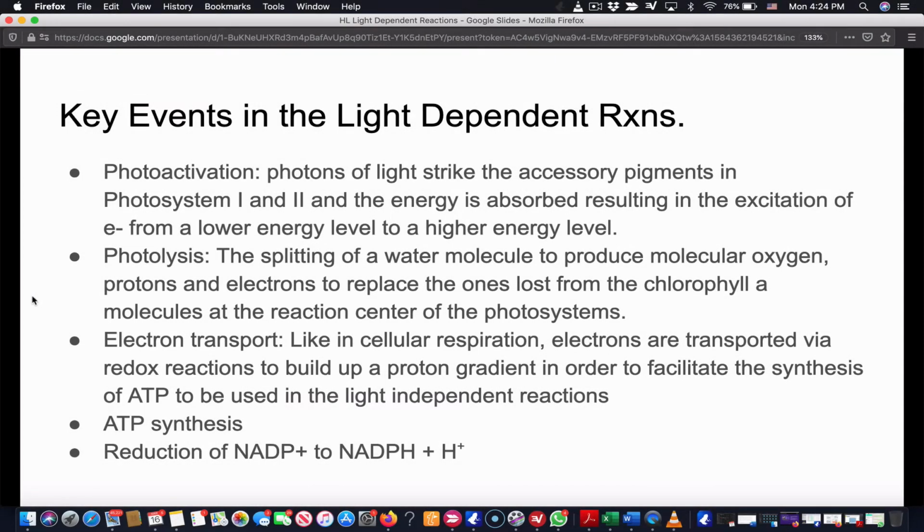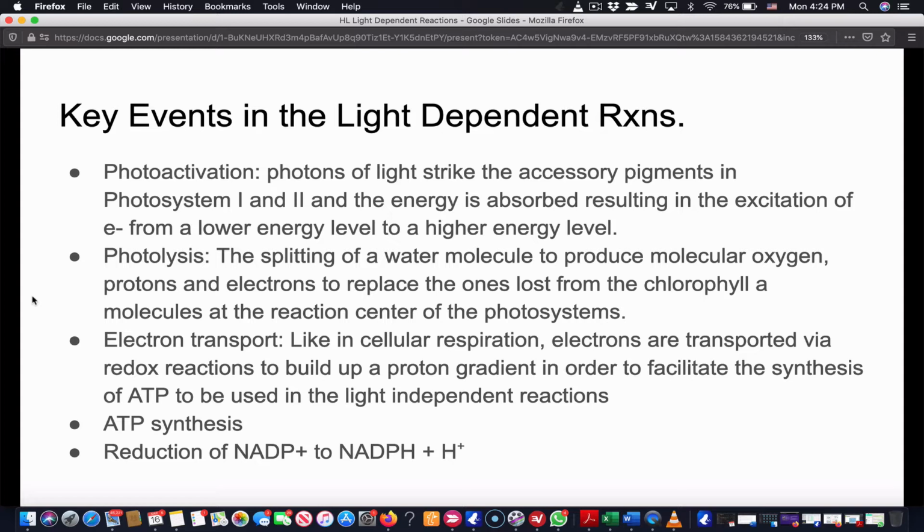Okay, so we're going to start at the beginning. I'm going to keep going back and forth with these clips so that you can see the relevant pieces, but we're going to be starting with just an overview here. So key events that happen in the light-dependent reactions are, one, photoactivation, and that's what you were seeing happening in that video previously, and we'll go into much more detail on that in just a second.